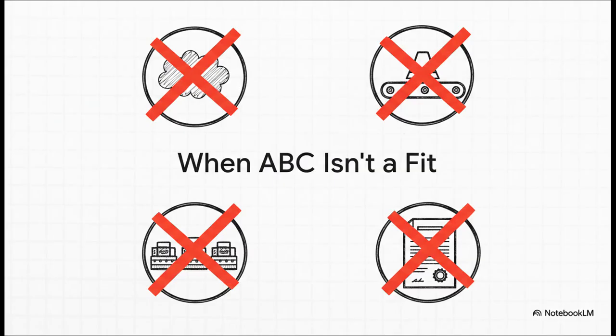So the key is knowing when to just walk away. If your overhead costs are tiny, or if production volume really is the main driver of your costs, ABC is just overkill. If you only make one product, or if all your products are pretty much identical, all that extra effort is just wasted. And one last important point. It's not required for your official financial reports, so you can't even justify the cost by saying you need it for compliance.